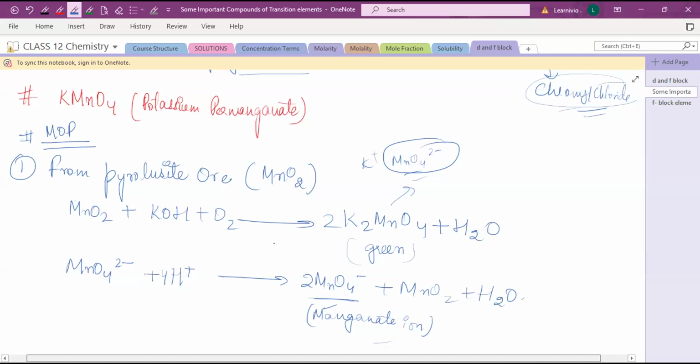You start the reaction from pyrolusite MnO2. Add KOH as a base, alkaline medium, plus O2. It will give you a green color compound plus water. This green color compound will dissociate to form MnO4 2 minus. So you take this MnO4 2 minus, and in acidic condition, when you add acid to this compound, you will get potassium permanganate. Is it clear?